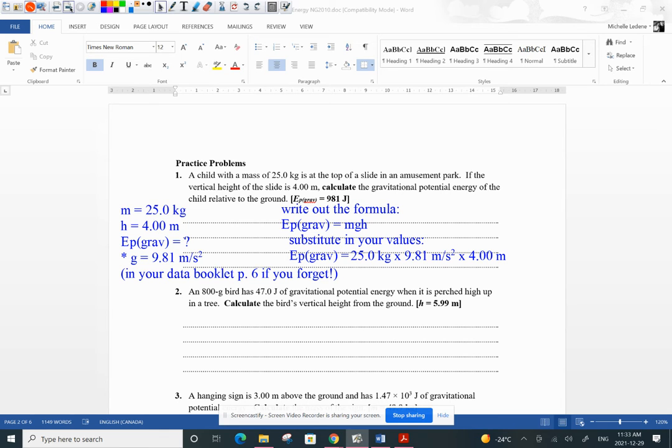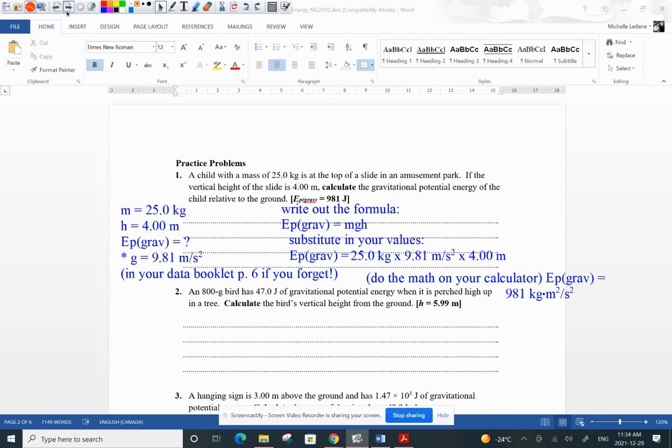25.0 kg, there's 3 sig digs there, times 9.81 meters per second squared. That's from my data booklet, or I've got it memorized. And my height is 4.00 meters. Once I've plugged it in, and don't forget to show all your units, kilograms, meters per second squared, meters. Then do the math on your calculator, 25.0 times 9.81 times 4, and you get a value of 981 kilograms per meter squared per second squared.